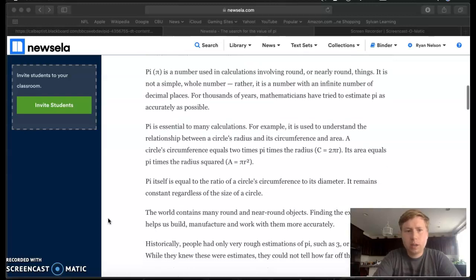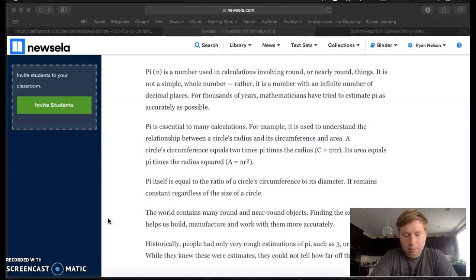Let's continue reading. It says pi is a number used in calculations involving round or nearly round things. Okay. Round things. That reminds me of the circular shapes that we've been doing. What circular shapes were we doing? Circles. We were working with circles. That's right. Okay. So maybe this has something to do with circles.